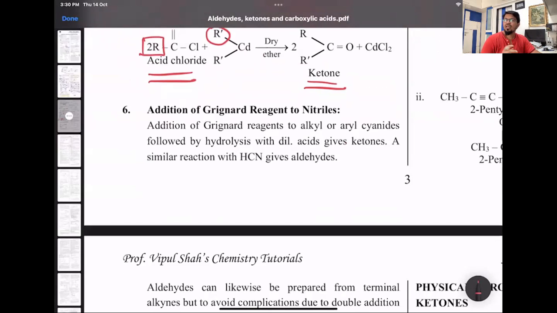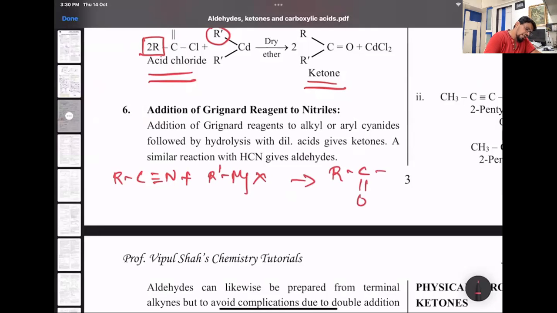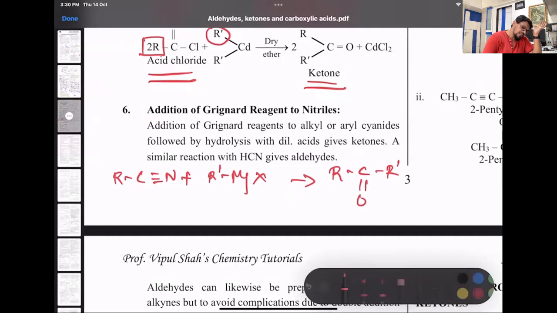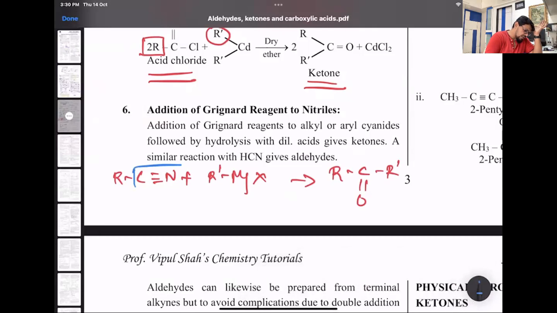Normally we say we have alkyl cyanide. If you react it with Grignard's reagent, we get the respective ketones, where the C triple bond N breaks and becomes a double bond to O, and the R' comes from Grignard's reagent. So R was from the cyanide, R' was from Grignard's. The C triple bond N is becoming C double bond O.